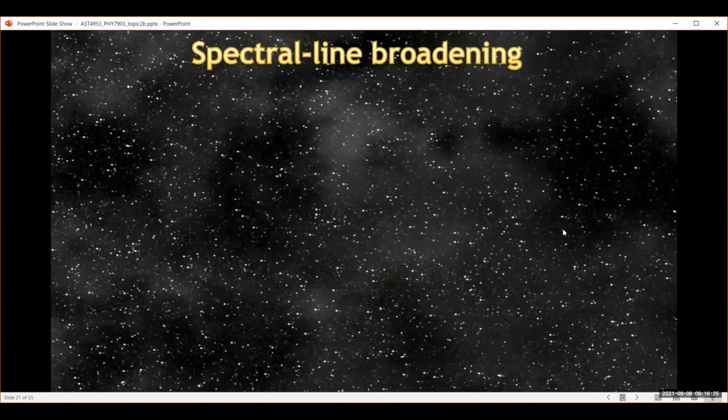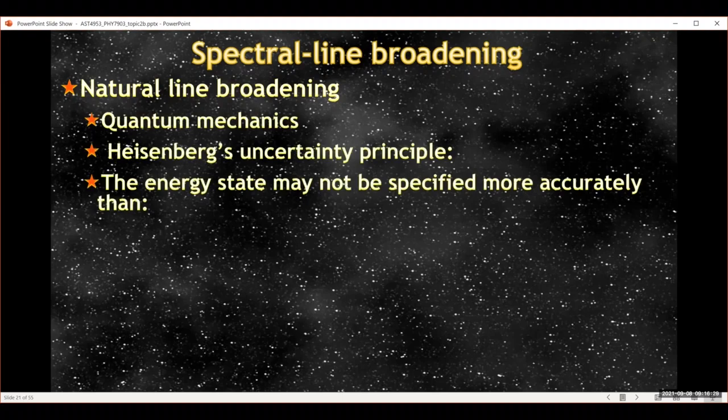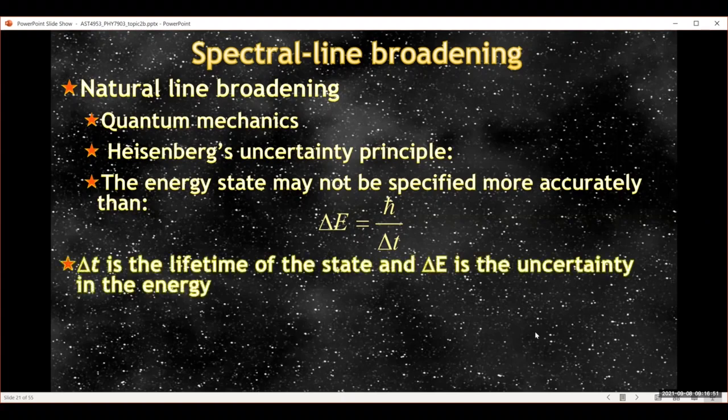So let's talk about spectral line broadening. We're going to start with what's called natural line broadening. This has to do with quantum mechanics. Heisenberg's uncertainty principle tells us that we cannot know an energy state more accurately than this equation. It's basically delta E times delta T equals h bar, Planck's constant. Here, the delta T is the lifetime of the state.